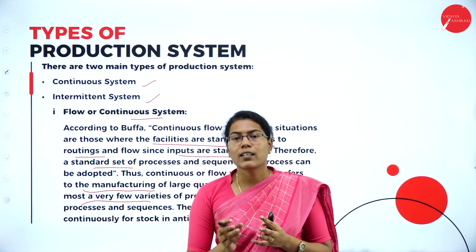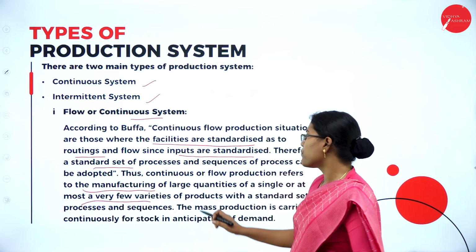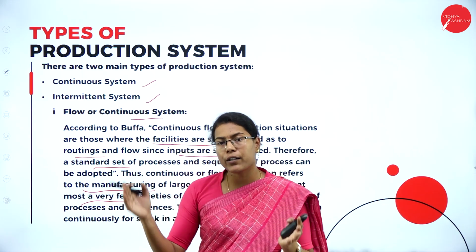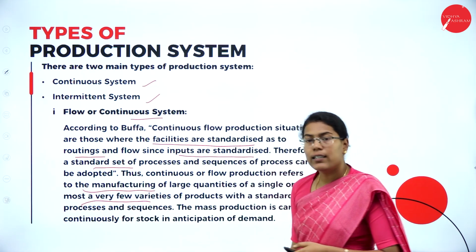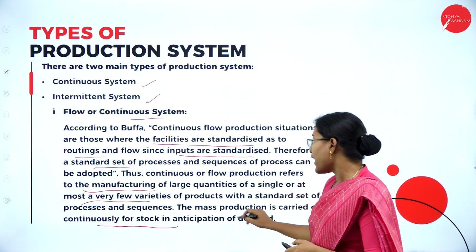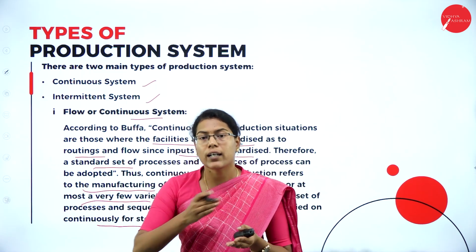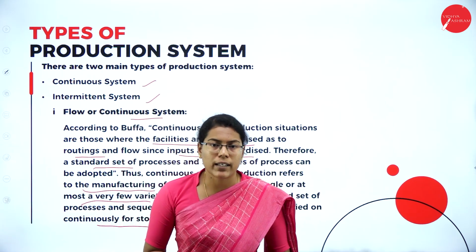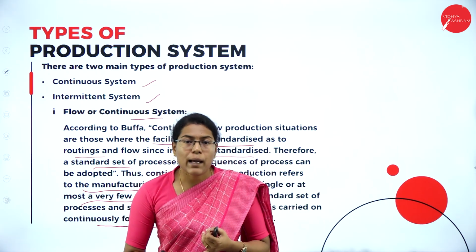That means here either a single type of product is produced in a large quantity, or very few varieties of products are produced, because the system is standardized. They cannot go for producing a variety of products, because it passes through a standard set of process and sequences. And mass production is carried on continuously for stock in anticipation of demand. So here mass production is done, and it is carried out continuously in anticipation of the demand for that particular product in the market. For examples, automobiles or consumer electronics like mobiles or laptops, etc.